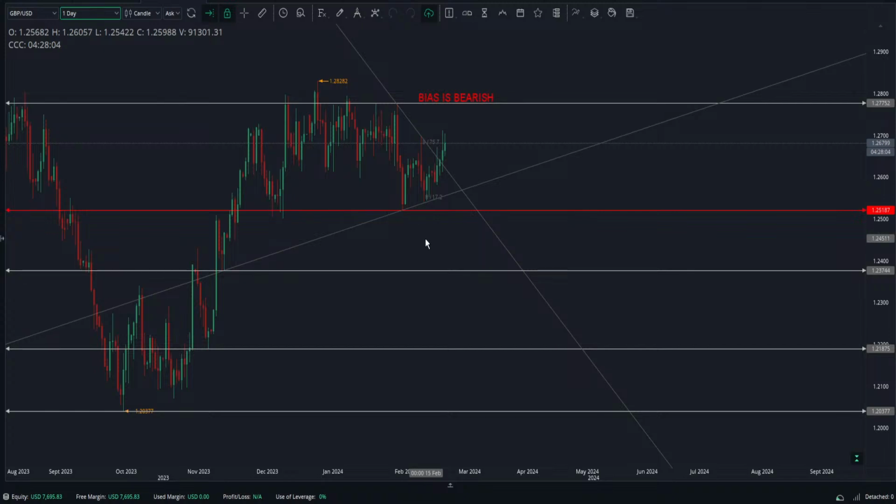So let's see how things unfold. But right now 1.2680 seems a good price, but eventually I'm expecting it to fall from here towards 1.2518 and later on maybe towards 1.2500 here and thereafter 1.2374 is what I'm expecting in this market.